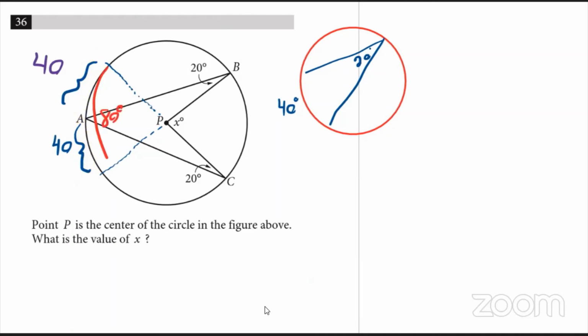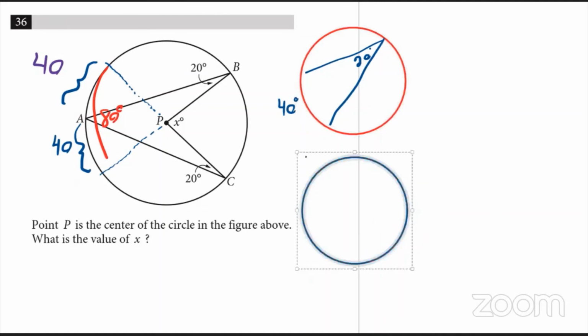we need to also know that in addition to inscribed angles that have a 2-to-1 ratio, central angles have a 1-to-1 ratio. So if I have that same 40-degree arc with a central angle, then I'm going to have a 40-degree angle here. So what we're saying is that a 40-degree arc of a circle is going to cut off a 20-degree inscribed angle and a 40-degree central angle. So with central angles, there's a 1-to-1 ratio. With inscribed angles, there's a 2-to-1 ratio.